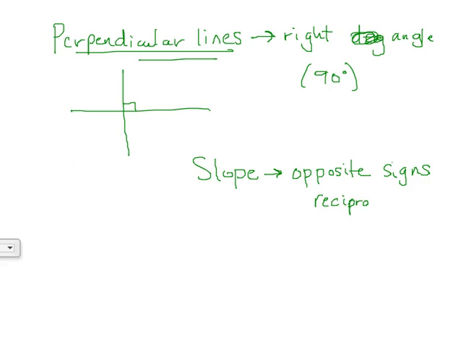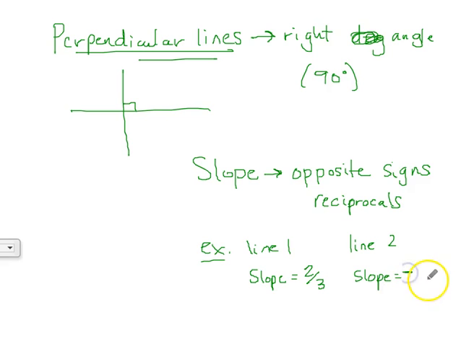So what do I mean by that? As an example, let's say line 1 has a slope that is equal to 2/3. That means the perpendicular line, line 2, would have a slope of opposite sign, so it's going to be negative, and then a reciprocal, we just flip it upside down.